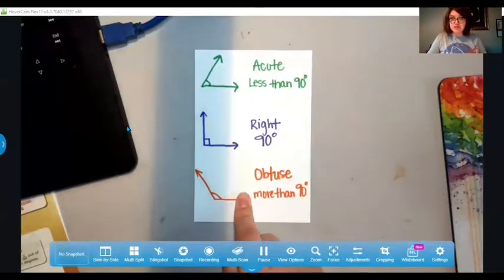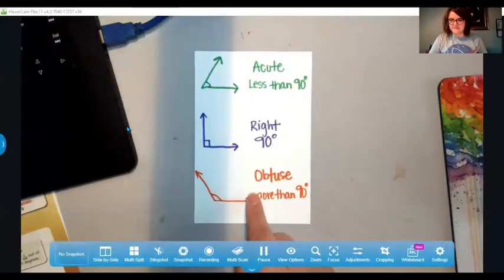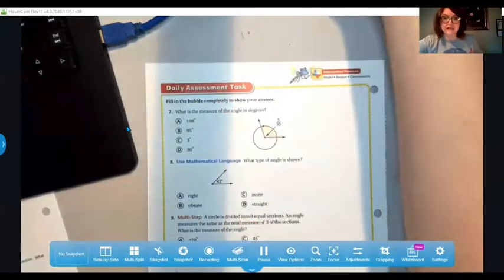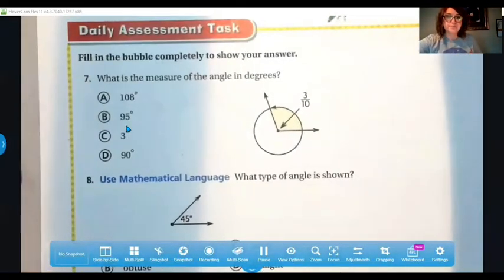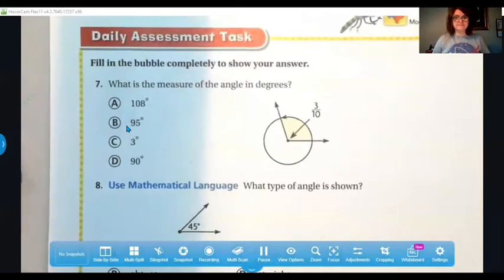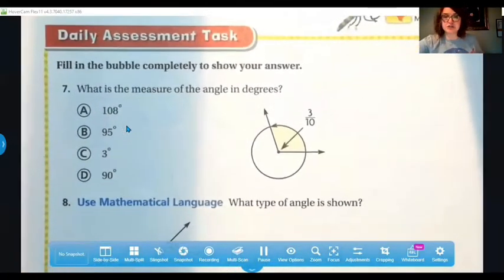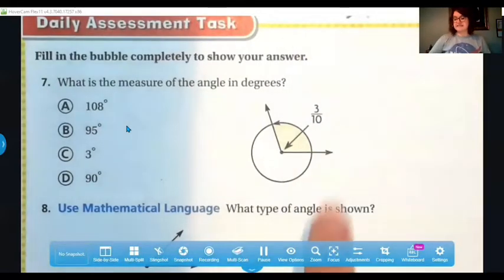So now let's do some word problems with some of these benchmarks in it. I'm going to start and show you how to do a couple of these, and then you're going to follow up, and I'm going to give you some time to do it on your own. It says, what is the measure of the angles in degrees? Knowing that this is 3/10.